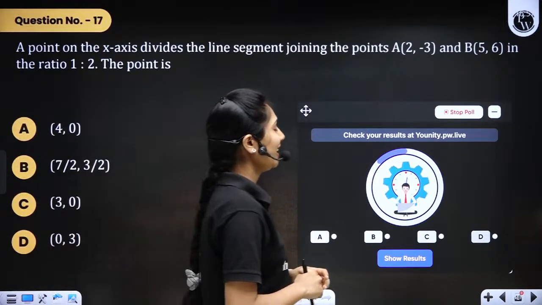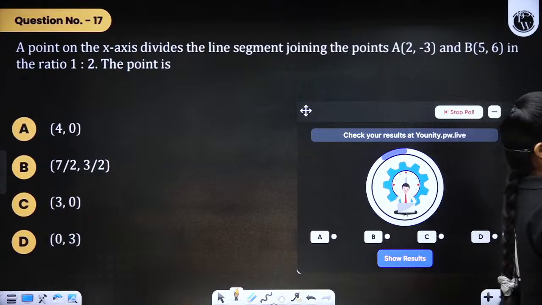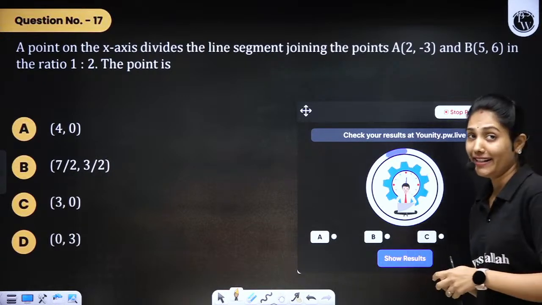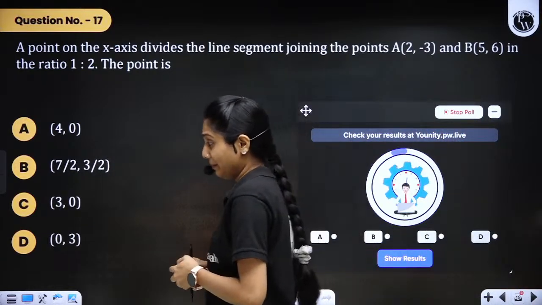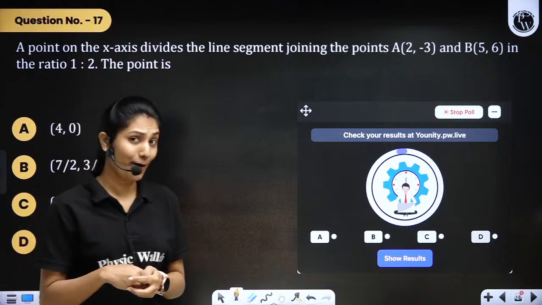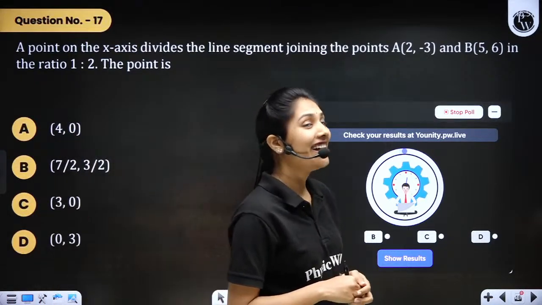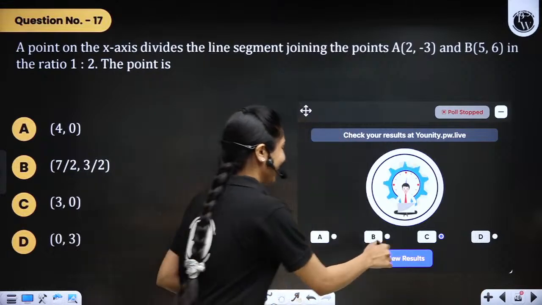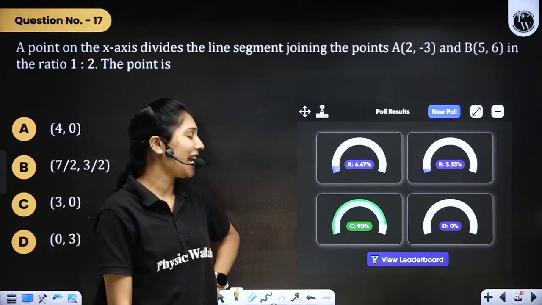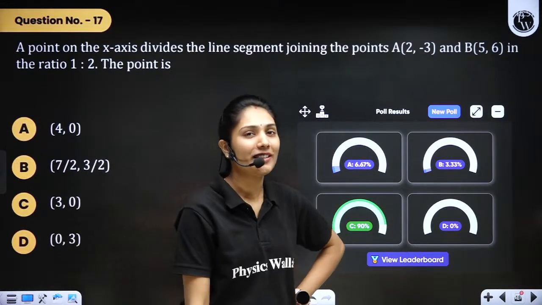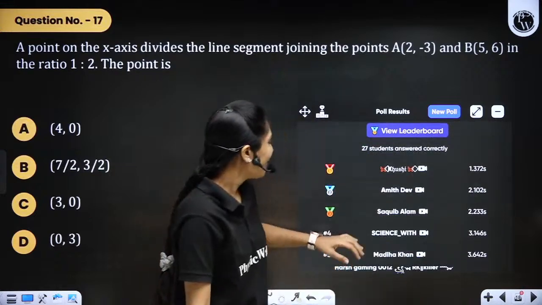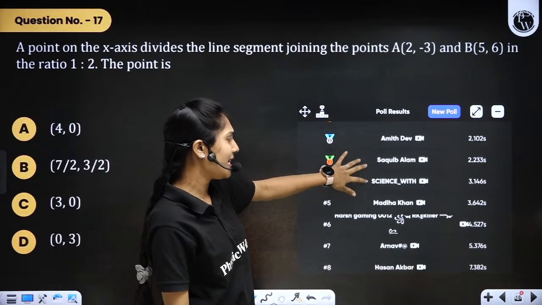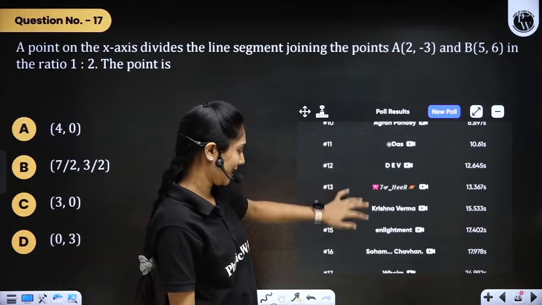And the correct answer is A, B, C or D. It's obviously C. So 90% of you are correct, beta. Very good. Very good, Khushi, Amit and Sakib. Nice.